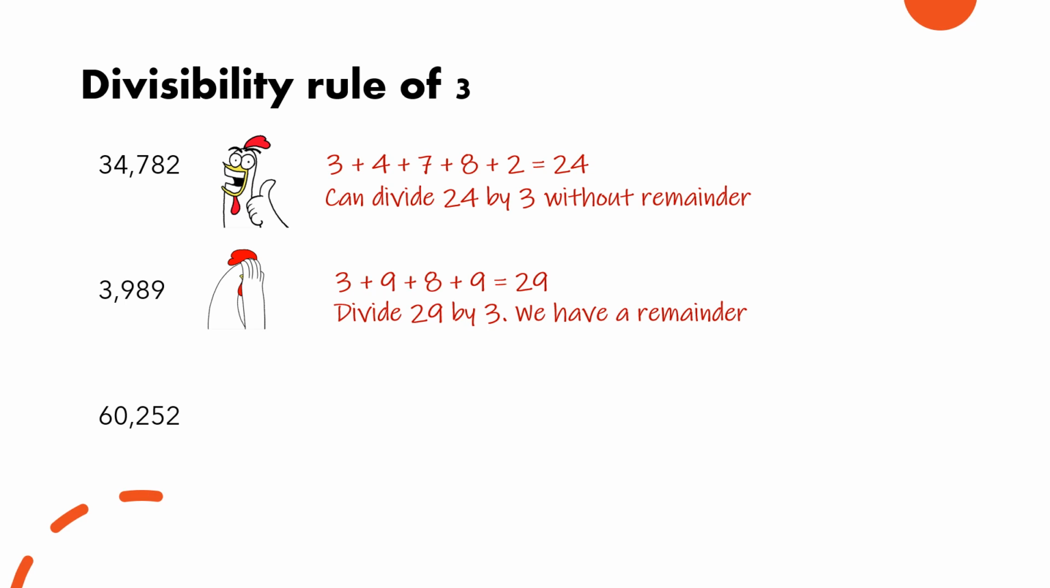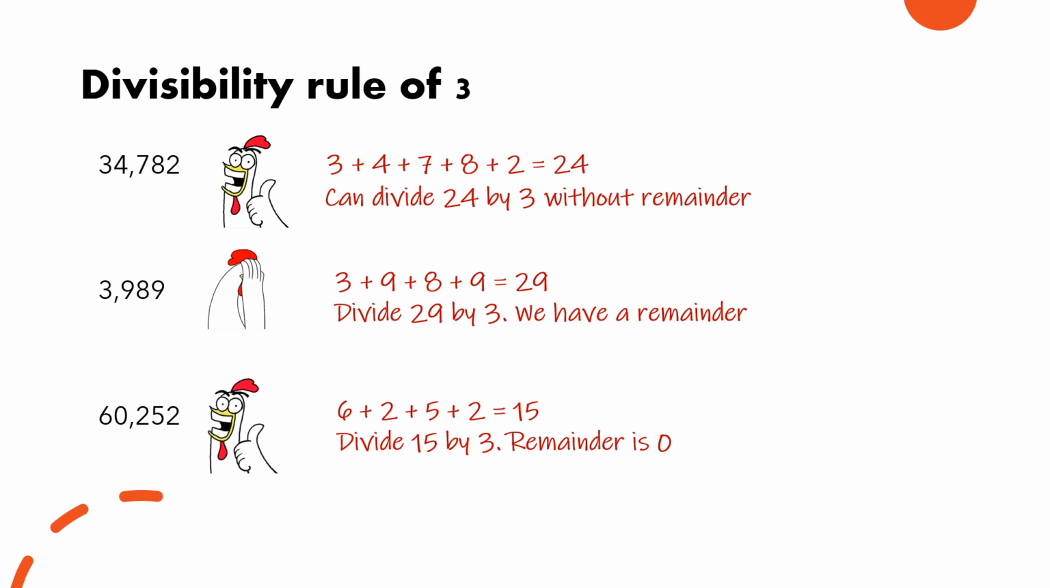60,252. We add up all the digits in the number and we get 15. Now we divide 15 by 3 and we get that the remainder is 0. So 60,252 is also divisible by 3 because the sum of its digits, which is 15, is also divisible by 3.